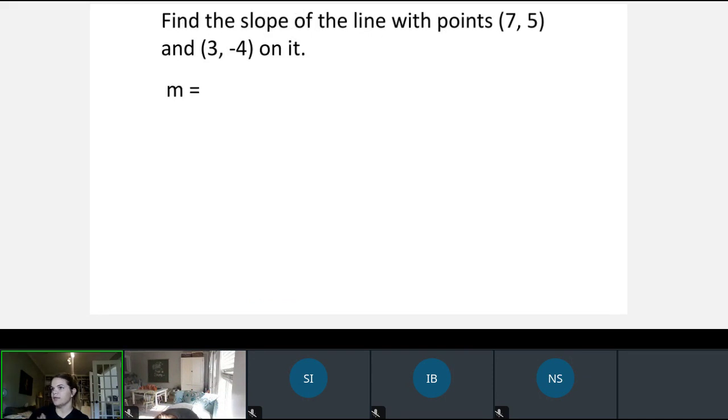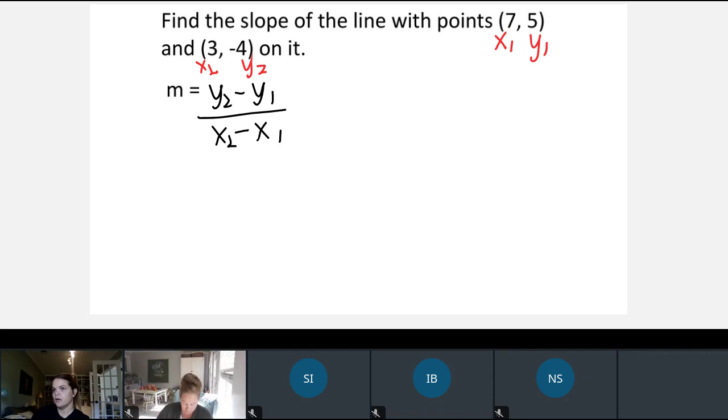Okay, let's try another one together. Find the slope of the line with the points (7, 5) and (3, -4). So first step, label x1 and y1, x2 and y2. I'm going to write out your slope formula for you. You will have your slope formula on your STAR reference sheet when you're taking the STAR test. So you don't have to totally memorize it.